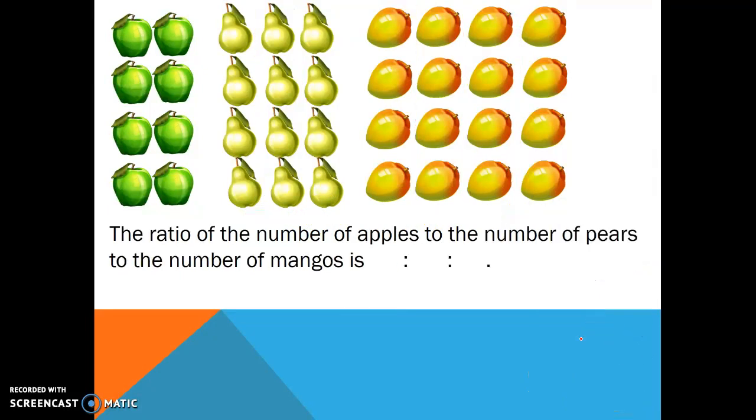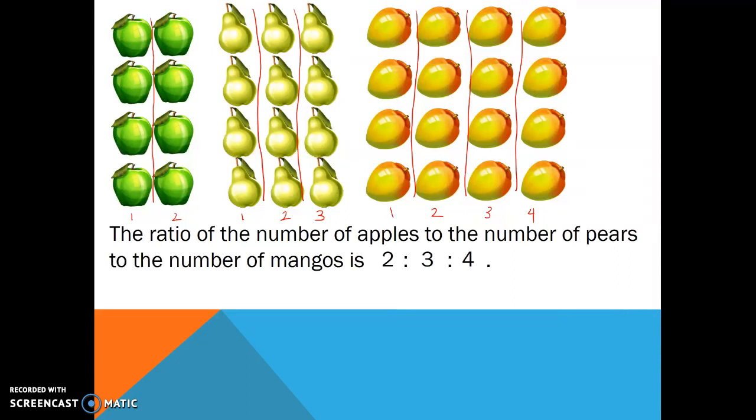All right. Let's look at the ratio of the number of apples to the number of pears to the number of mangoes this time. Hopefully you can look at this picture and see that I have 2 units of apples, 1, 2. I still have 3 units of pears, and I still have 4 units of mangoes. So my ratio of the number of apples to pears to mangoes is 2 to 3 to 4.